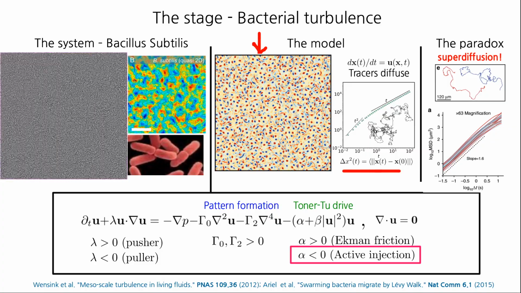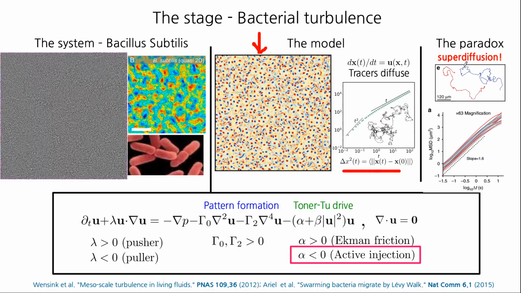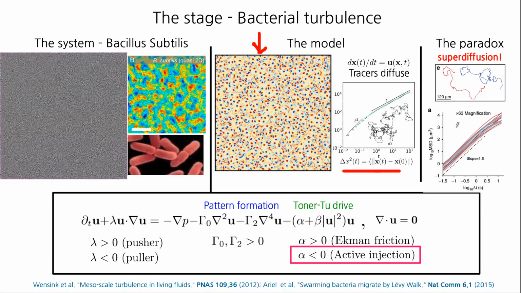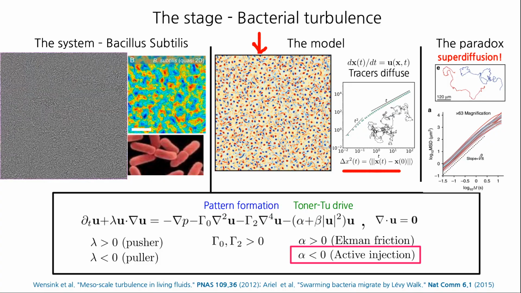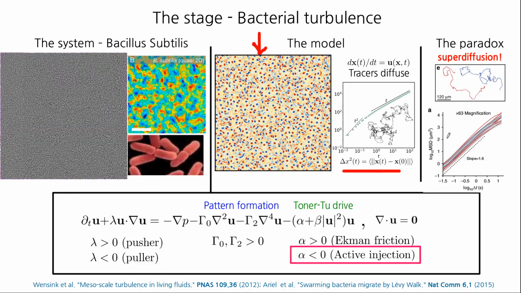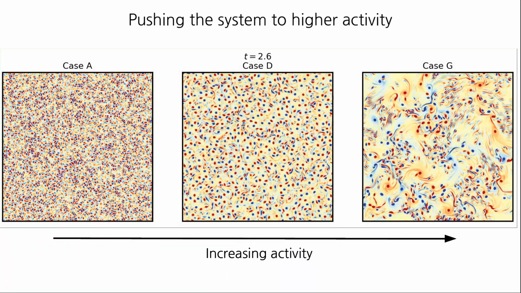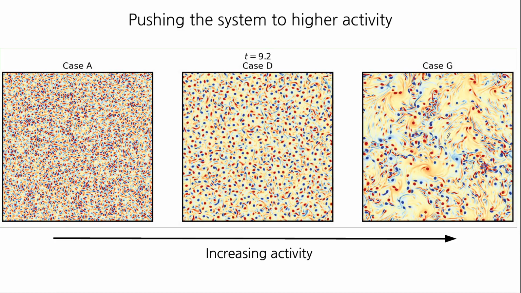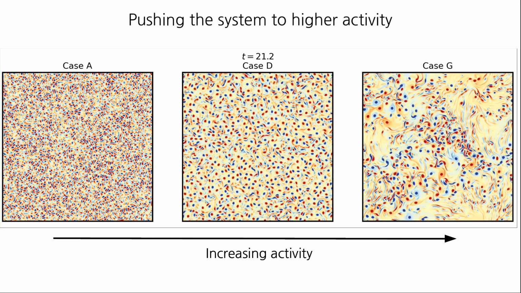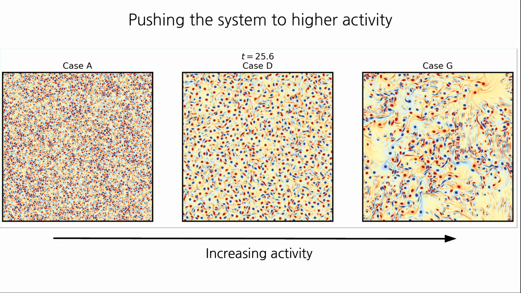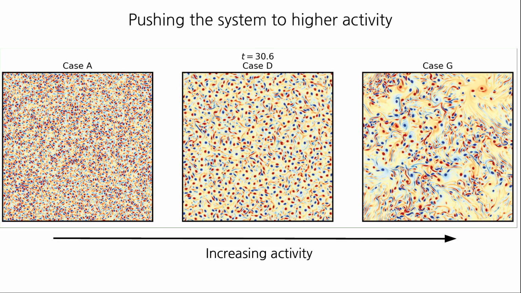Now all of this is all right, except that some experiments have shown that this mean square displacement can grow anomalously in time. So it can have an exponent higher than the diffusive scaling of t. So we wondered why we didn't see this in simulations so far, and how can we get this behavior in simulations? For that we perform simulations with increasing activity.